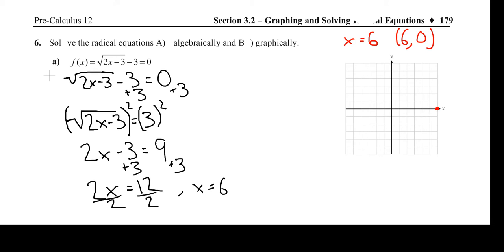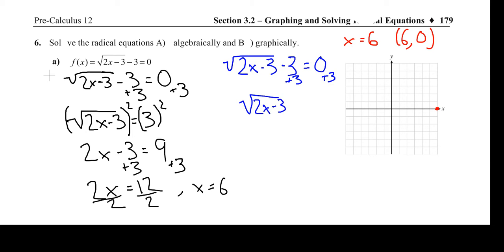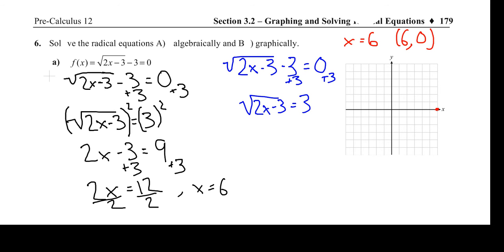And now we want to find the y-intercept. What we do is set x to 0 for this, and you guys will find that this will actually be a pretty quick step. I'm going to do this in blue, and this is still doing it algebraically. So let me write that out. Again, we can add 3 on both sides, and now we have the root of 2x minus 3 is equal to 3.